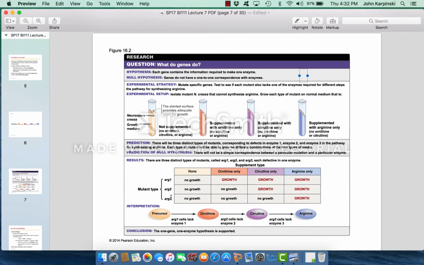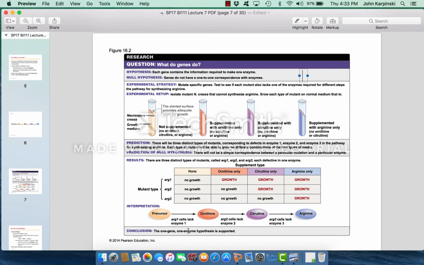Okay? So all in all, the takeaway, and again, I really recommend you looking at this again, and if you have any confusion about it, please don't hesitate to approach me in office hours or at the end of lecture on Monday. But basically what this experiment really definitively proved was that these three genes, ARG1, 2, and 3, code for three separate enzymes which have three distinct functions.